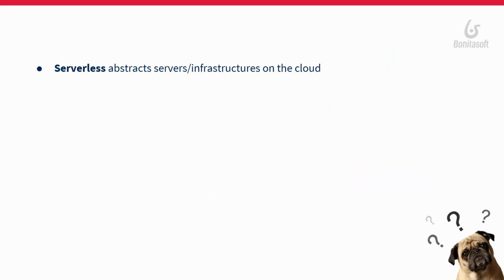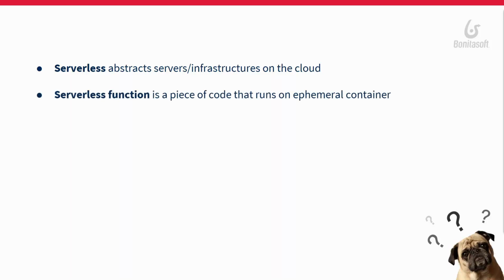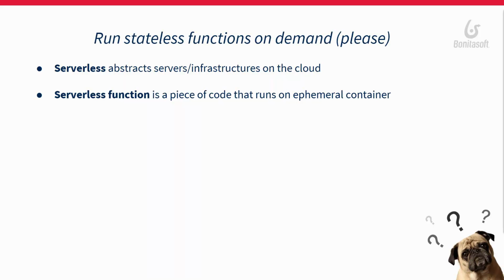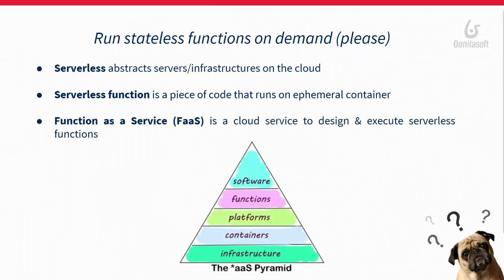Well, to keep it short, serverless is all about abstracting servers and infrastructure on the cloud. There are multiple aspects of serverless, but I will be focusing on the specific case of serverless functions. What we call a serverless function is basically a piece of code that runs on an ephemeral container. This is why you can run stateless functions on demand. Stateless because ephemeral, and on demand because on the cloud. On the cloud, we call this function as a service because it helps you to design and also to execute this kind of serverless functions.